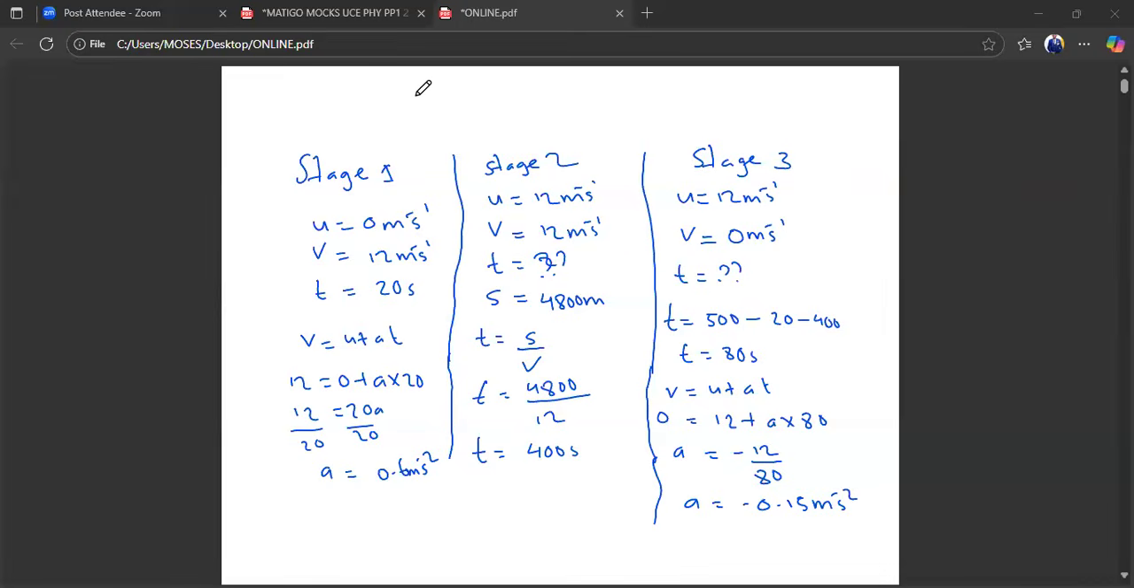Now, if you observe on my screen, in the first stage, our initial velocity was 0 meters per second because the body was from rest. And our final velocity was 12 meters per second, not so? Now, when you come to the second stage, our initial velocity will be the final velocity in the first stage. That's why in our second stage, our u is 12 meters per second. Am I clear?